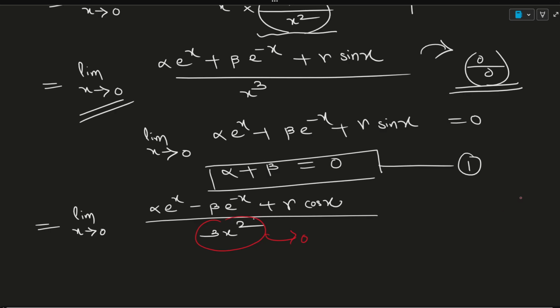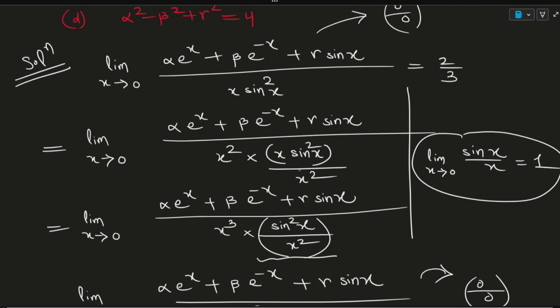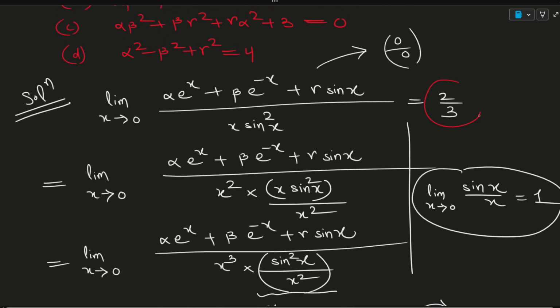In order to achieve this 0 by 0 format again, the numerator also has to be 0 when x tends to 0. If the numerator does not tend to 0, and tends to some non-zero value, then it will be a non-zero value by 0, which reduces to infinity. Then the limit of this function does not exist, but that is not true. Initially we are given that the limit of this function is a finite number, that is 2 by 3.